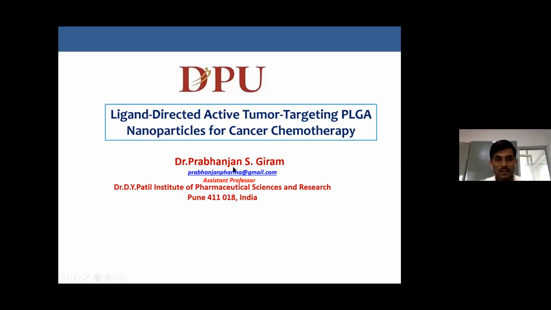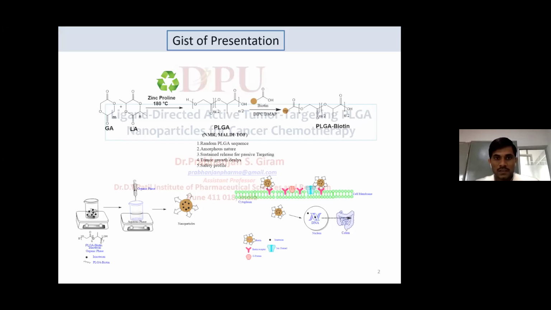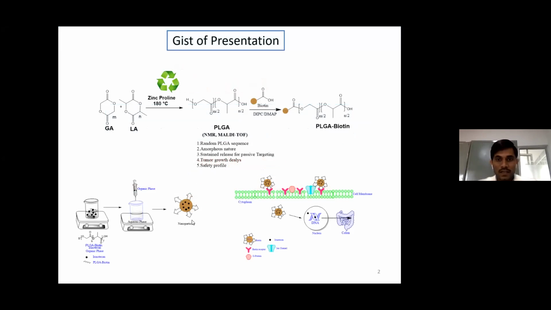Presentation: Ligand directed active tumor targeting PLGA nanoparticle for cancer chemotherapy. Gist of presentation: synthesis of this PLGA using ring opening polymerization of glycolide and lactide. Then surface decoration of this PLGA surface with biotin ligand.